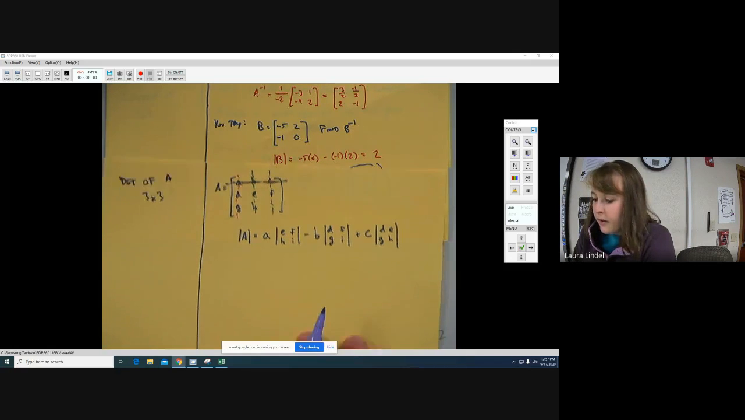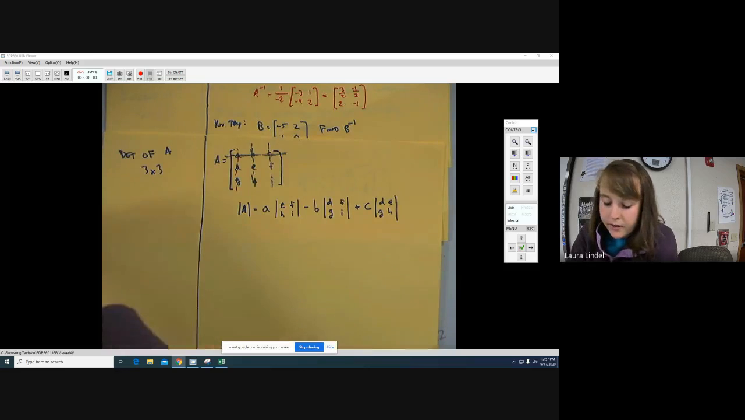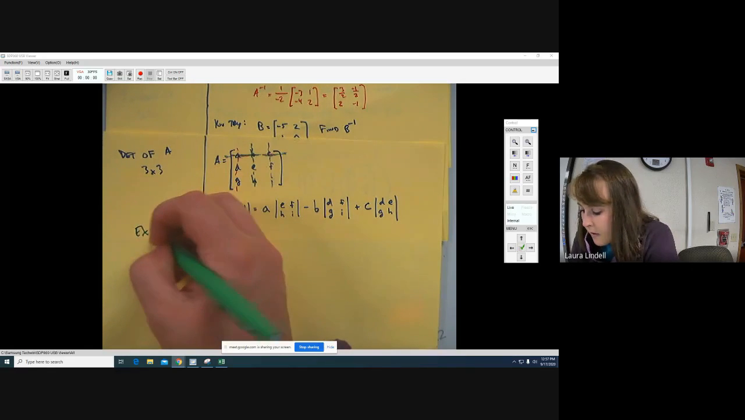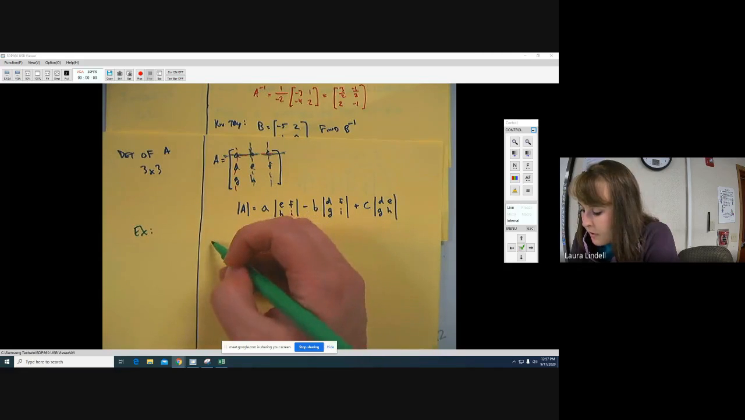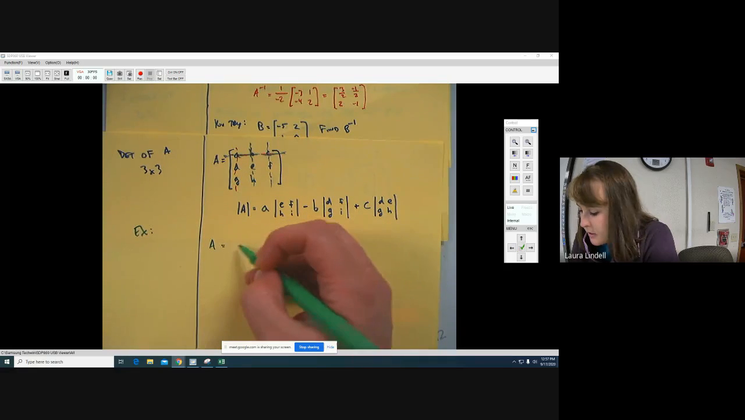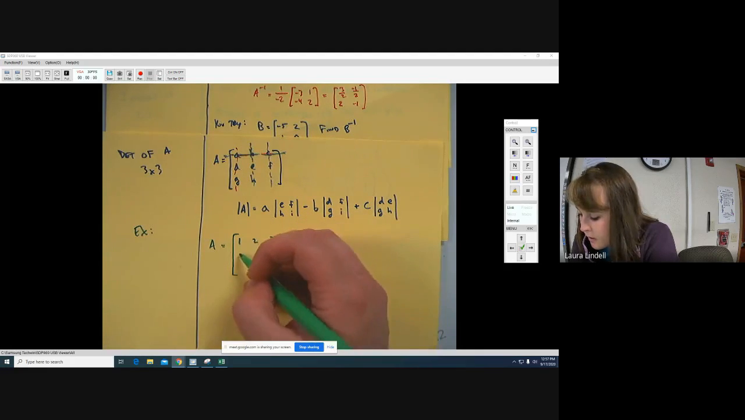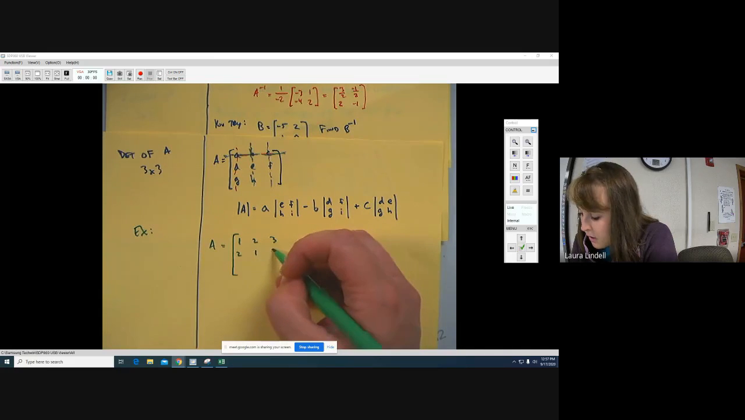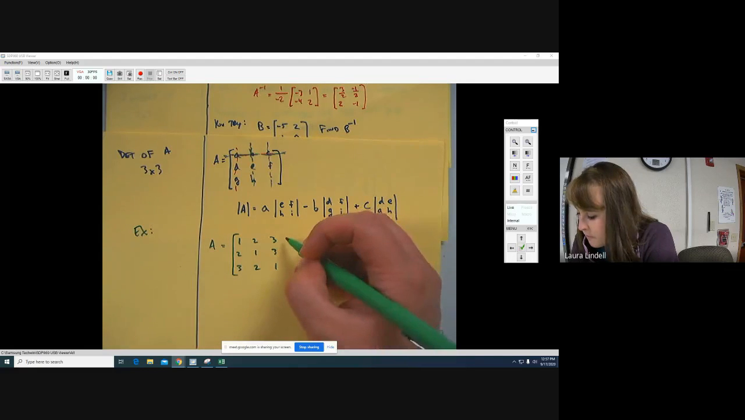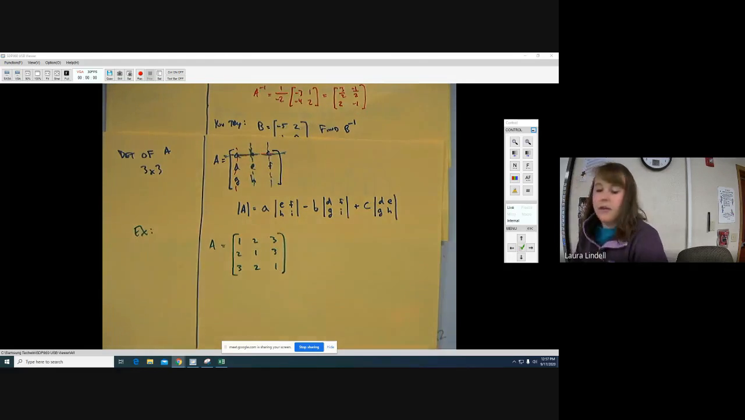If we were going to calculate one by hand, I'll show you calculating one of them by hand, but then we're going to jump to calculators. So we'll say our matrix is 1, 2, 3, 2, 1, 3, 3, 2, 1. Okay, because they're low numbers and easy to work with.